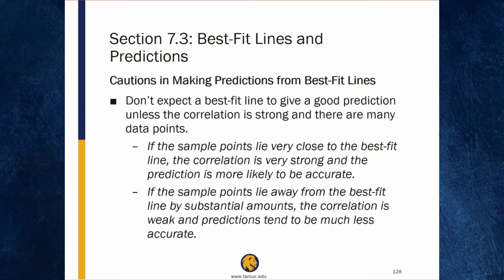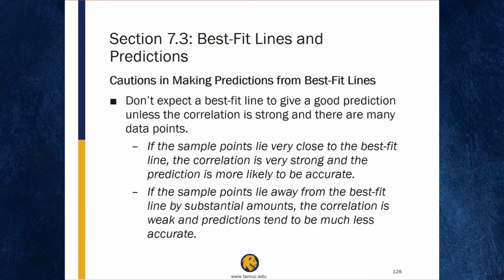We can make predictions with the best fit line, but there are a few cautions we need to keep in mind when doing this. Don't expect a best fit line to give a good prediction unless the correlation is strong and there are many data points. So we shouldn't use a best fit line to make predictions when there's no correlation, and also in cases where we have not very many data points.